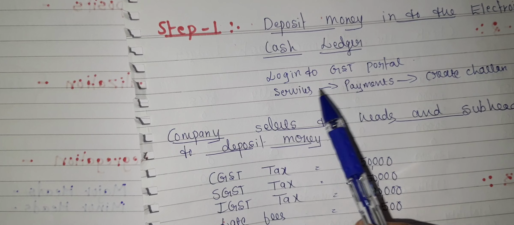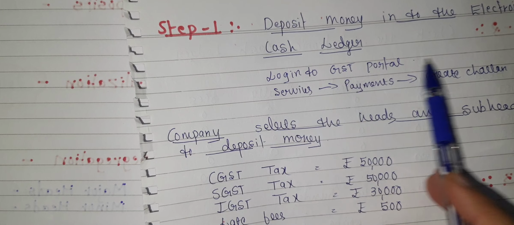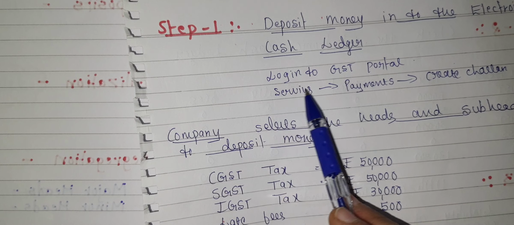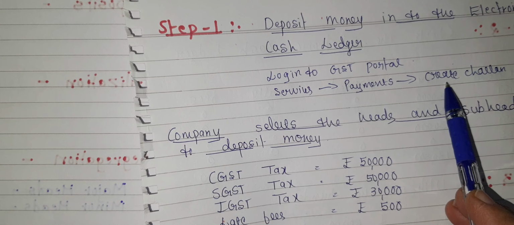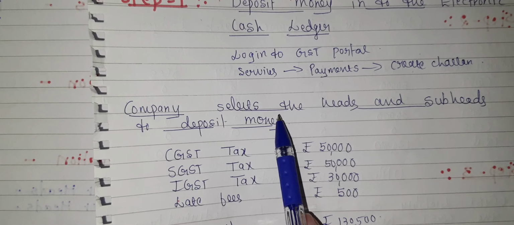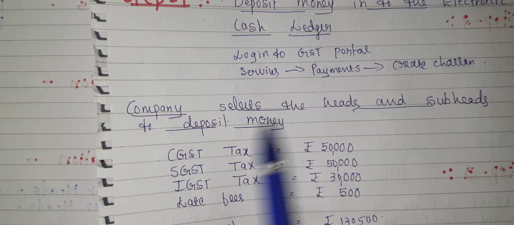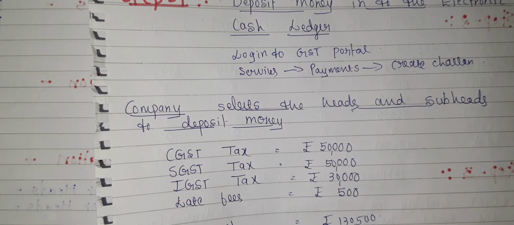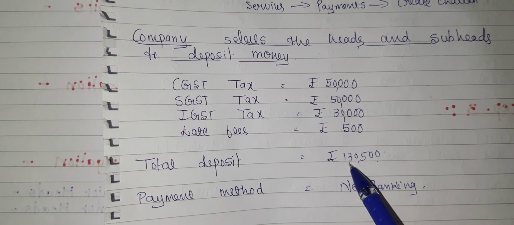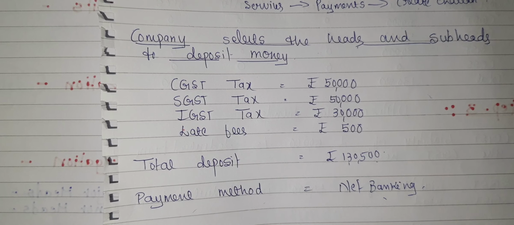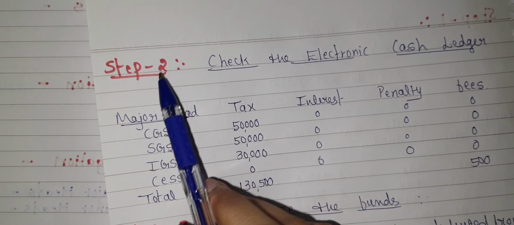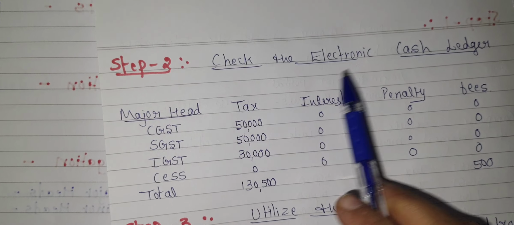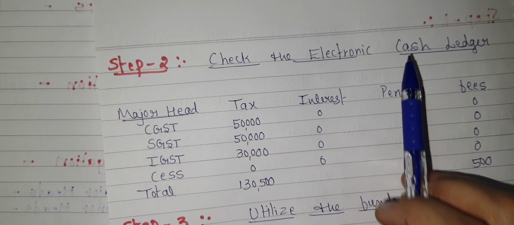First, what will they do? First, they log into the GST portal and navigate to services, payments and create challan. After that, the company selects the heads and subheads to deposit the money. Total deposit is rupees 1,30,500 and payment method is net banking. Now we will move to the second step, that is, check the electronic cash ledger.